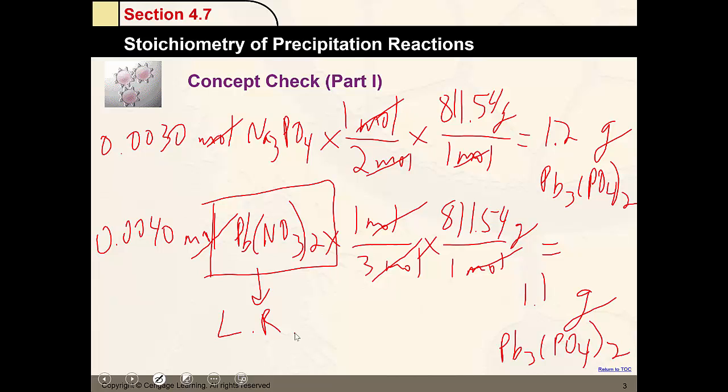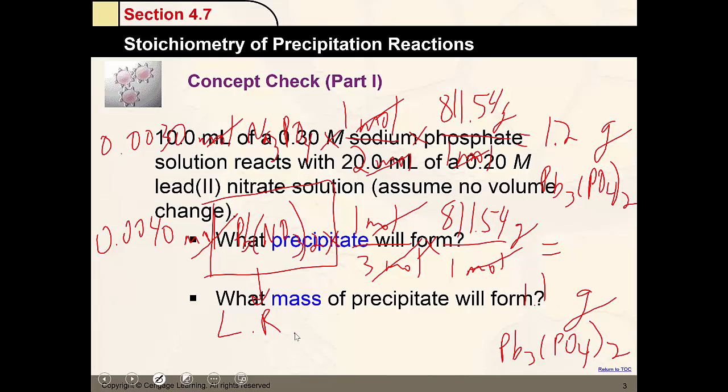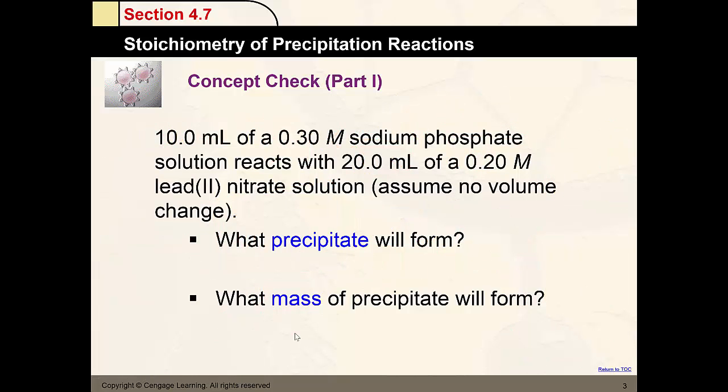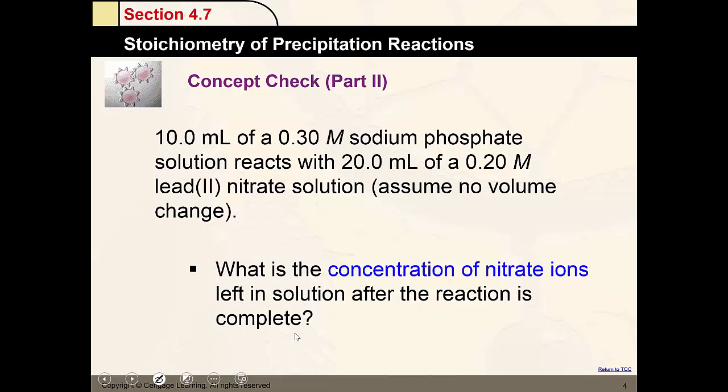So for pretty much any problem, you need to make sure you know which ions are present, write the full molecular equation, then write the net ionic equation, then start the quantitative portion, make sure you know what the moles of each reactant are, convert that to the mass of product, and from there, whichever one is smaller, you can figure out which one is the limiting reactant.